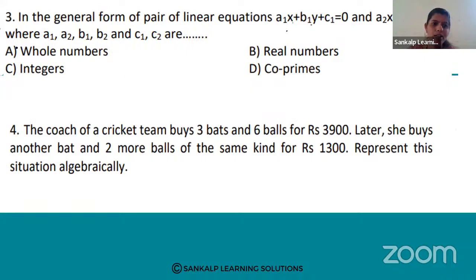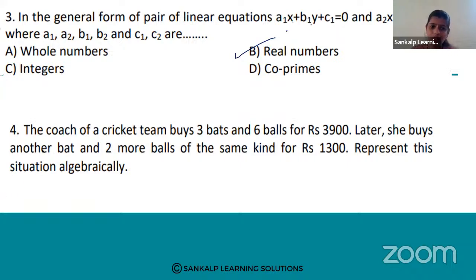Already I have told you that a1, a2, b1, b2 and c1, c2 all are real numbers. So when you are given an equation, you will get real numbers. That means the coefficients of x and y and the constant c are real numbers. It may be a whole number, a natural number, an integer, a rational number or an irrational number. Any number you will get. So a1, b1, c1, a2, b2, c2 are real numbers.